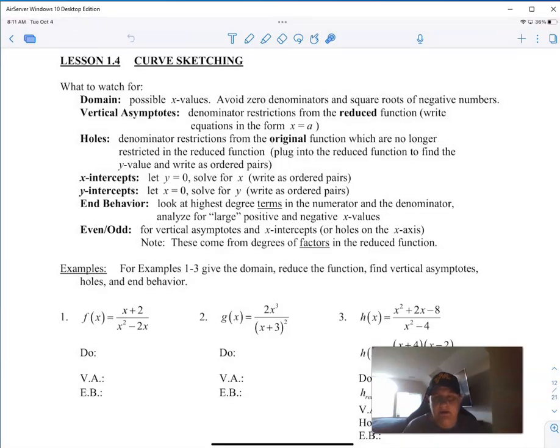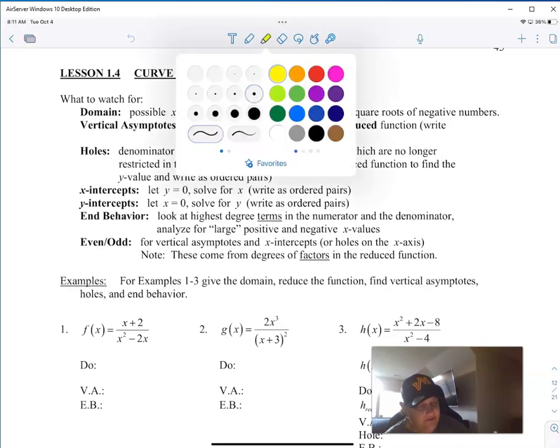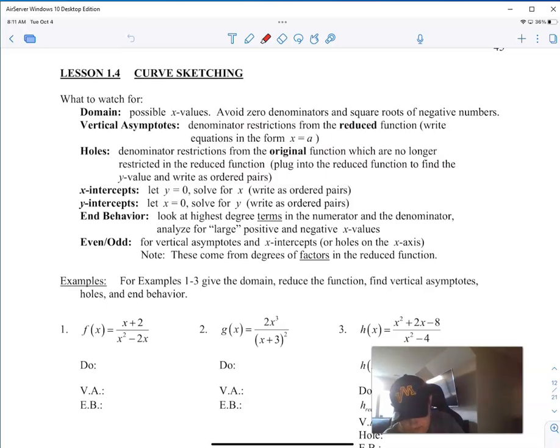Alrighty, you guys, we're going to go ahead and look at lesson 1.4. We're basically talking about sketching rational functions, okay? And here's the different things that we're looking for. Let's just kind of read over each one of these, right?